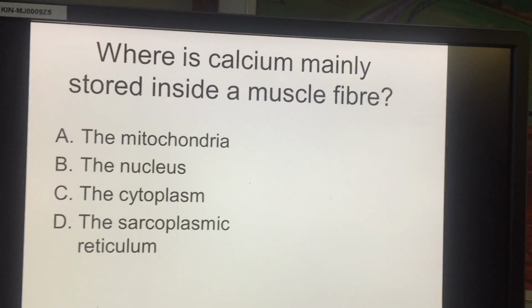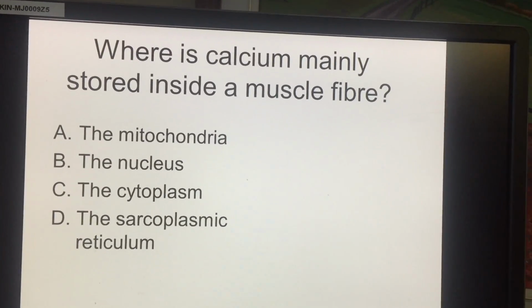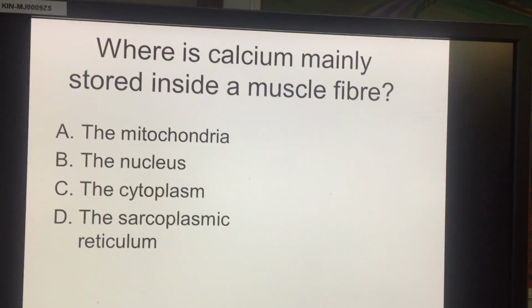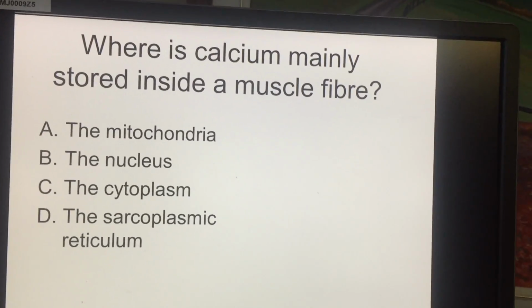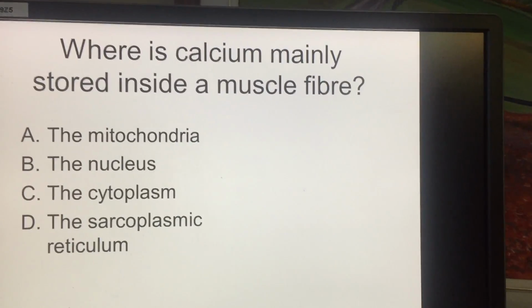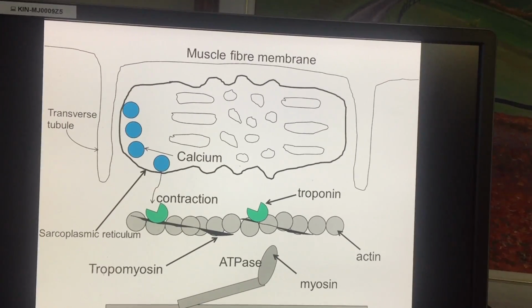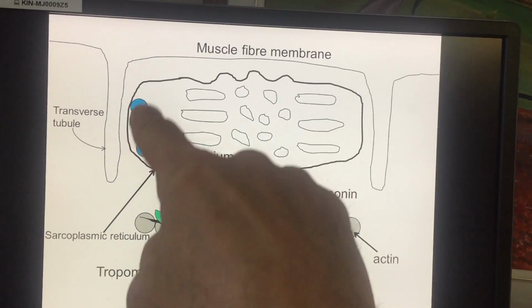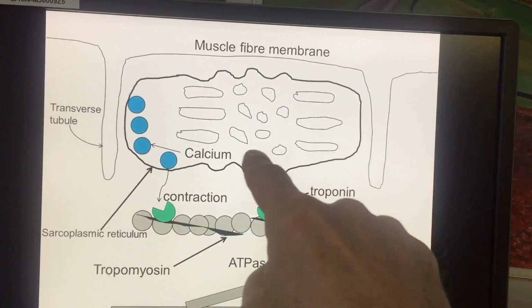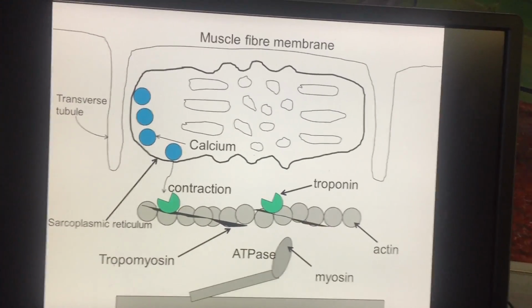So some review questions for you here. Where is calcium mainly stored inside a muscle fiber? The correct answer here is D, the sarcoplasmic reticulum. You can see it in this picture that I think I posted before. That's this structure in a muscle fiber, and you can see it's in close association with your myofilaments, your actin and myosin.